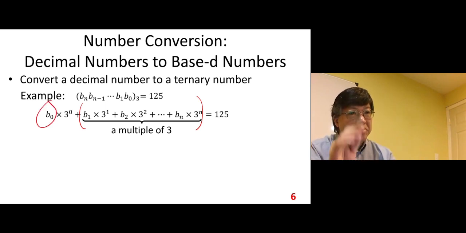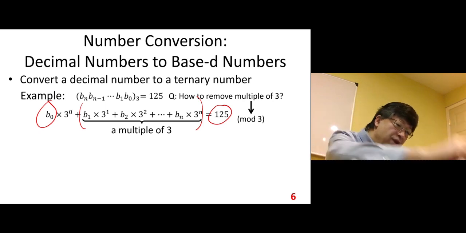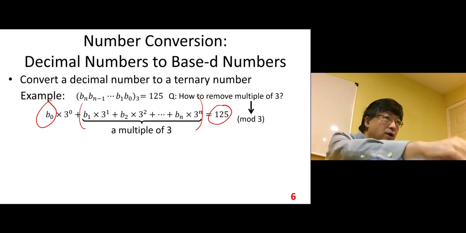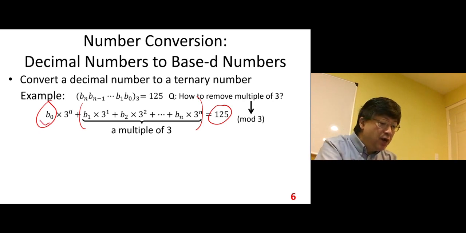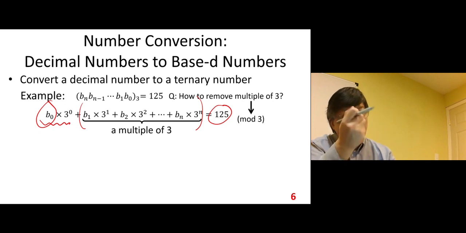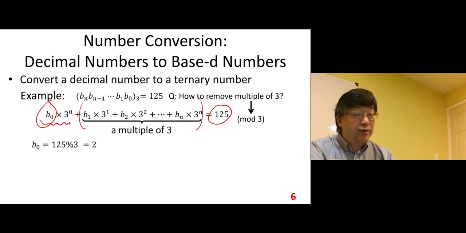We use a special operator, the modular operator, mod. Let's take this number mod 3. When you mod 3, all the multiples of 3 are gone. Only the remainder part is left. This B0 part corresponds to the remainder part, so we can get it out easily. Let's just do the mod 3 operation, and you get B0 equals 2.